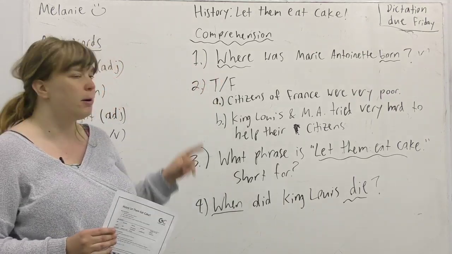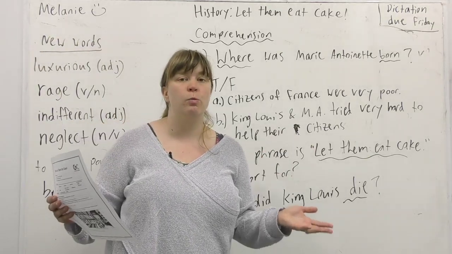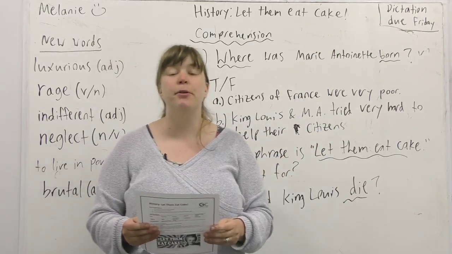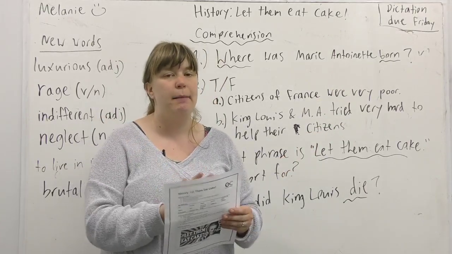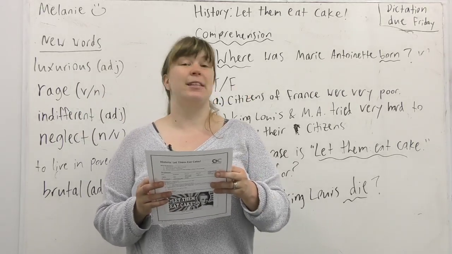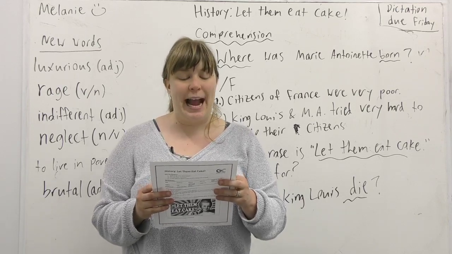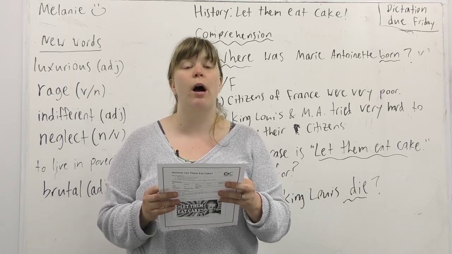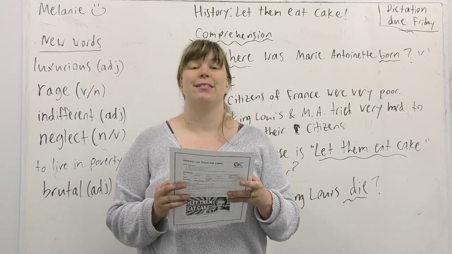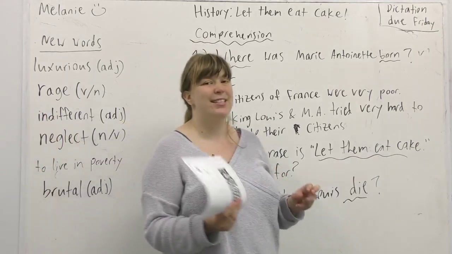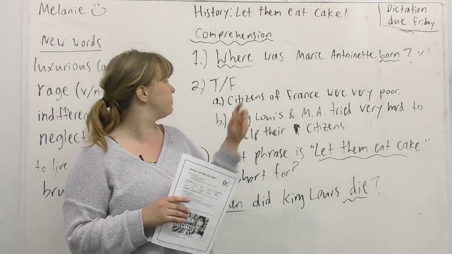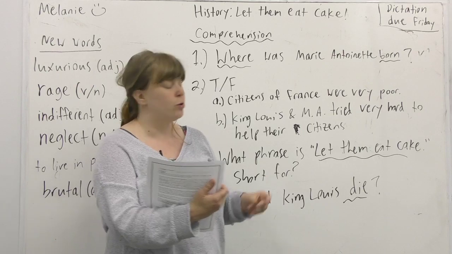Okay, number 1, where was Marie Antoinette born? I'm going to do the listening again, and I'm going to read the section that has this answer. Listen closely. Marie Antoinette was born into a royal family in Austria. All right, that's the answer. So please type in your answers now. Where was she born?